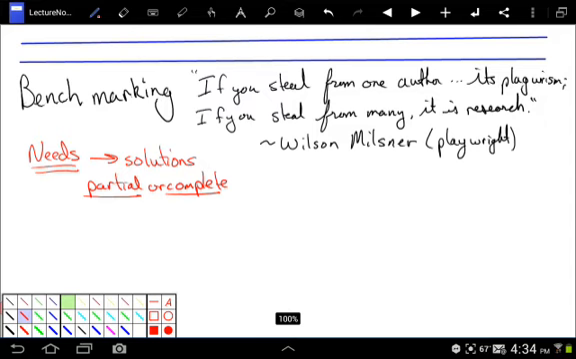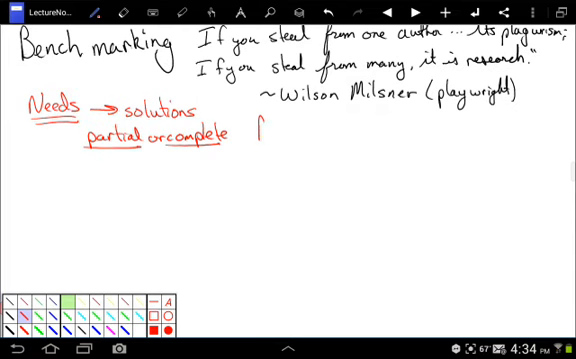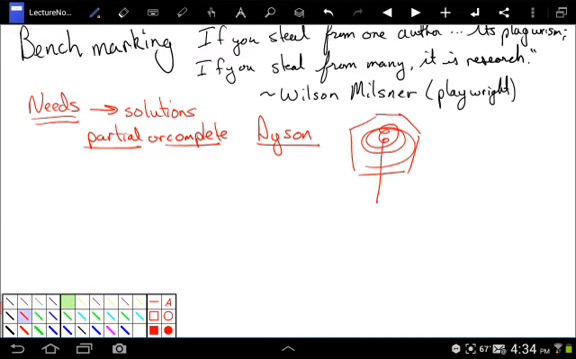A great example of this is Dyson, right? You guys all know his vacuums, which have that whole swirl technology thing. Anyway, these Dyson vacuums, right? What's the point of a vacuum? What's the need of a vacuum? The point of a vacuum is to separate dust and particulates from the air, right?